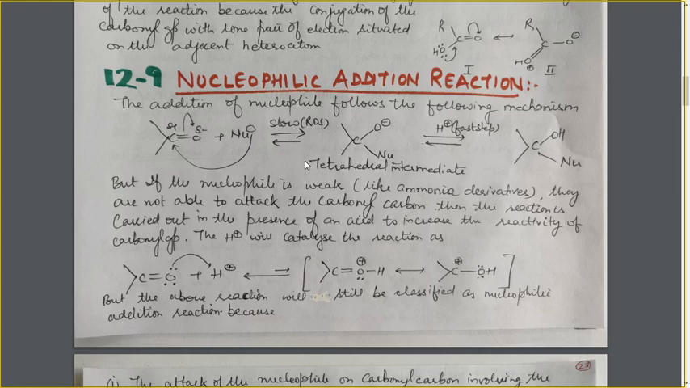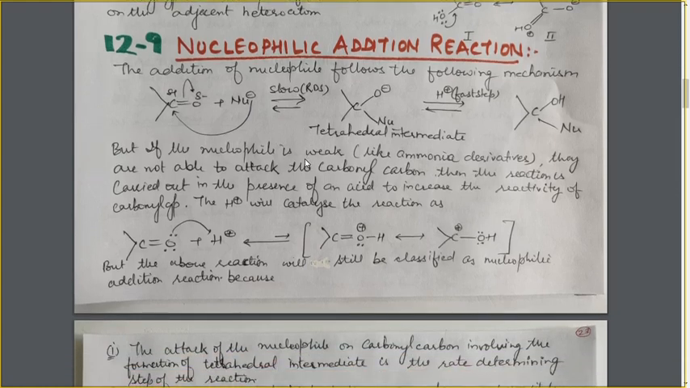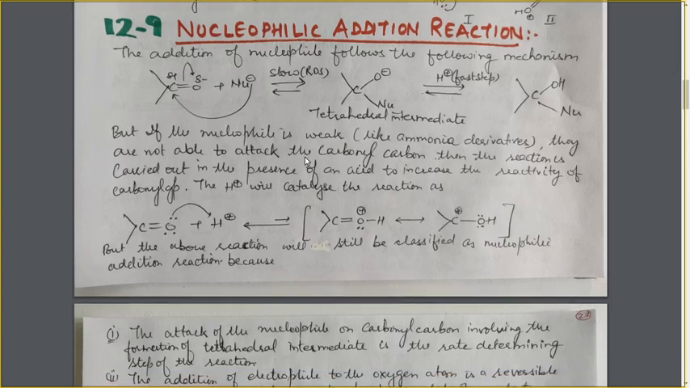Sometimes in the nucleophilic addition reaction, the nucleophile is weak, like the ammonia derivatives. These are one type of nucleophile which are involved in the reactions with the carbonyl compounds. Ammonia derivatives are weak nucleophiles, and because of their weak nature, they are not able to attack the carbonyl carbon.